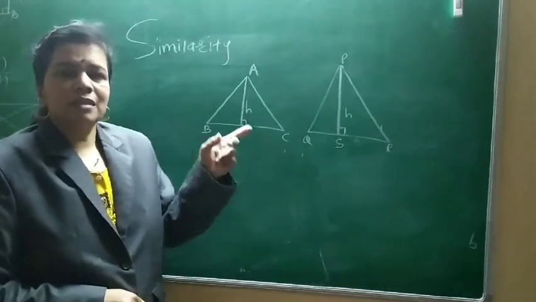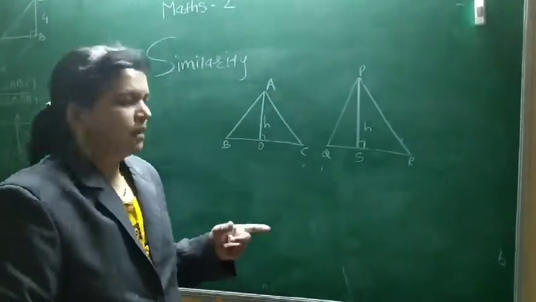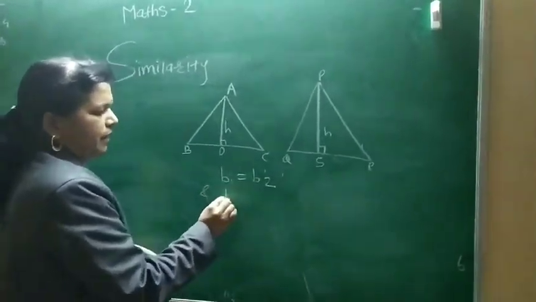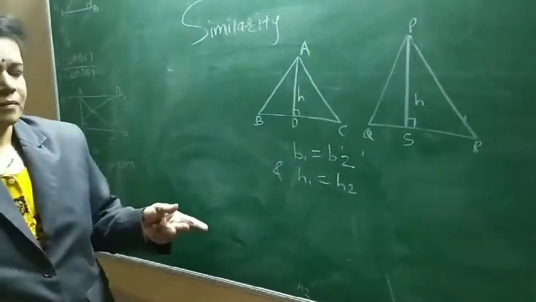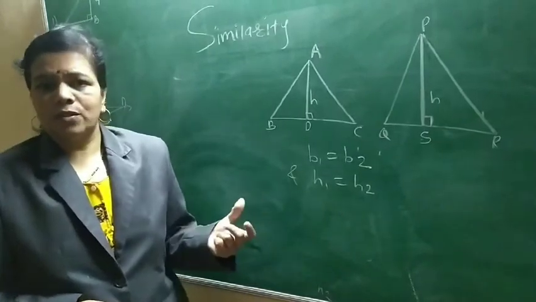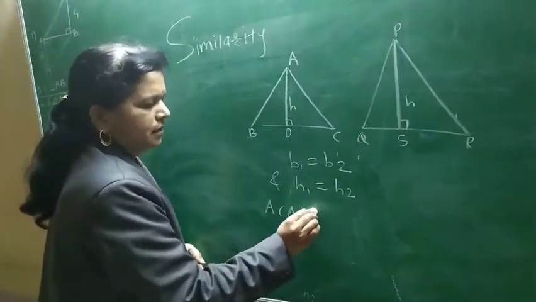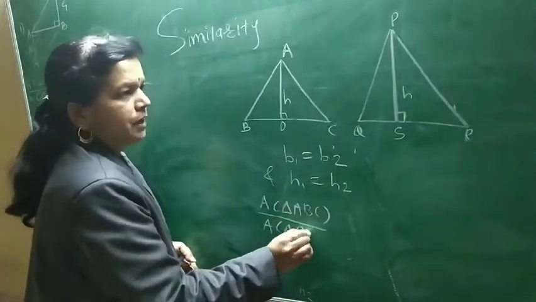Now, including this, I want to take another property. This is the fourth property. Suppose B1 is equal to B2 and H1 is equal to H2. Here, bases and heights are equal. Then what is the ratio of areas? See that, area of triangle ABC upon area of triangle PQR.